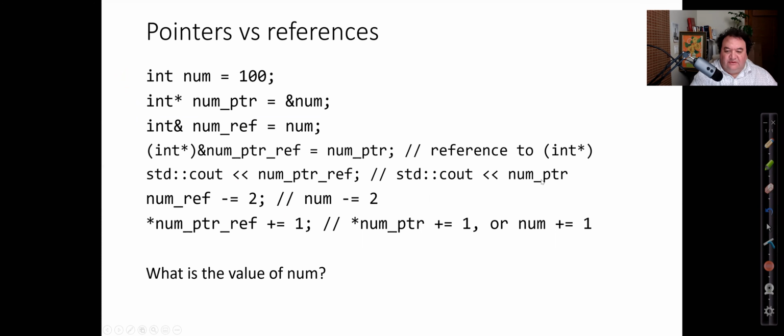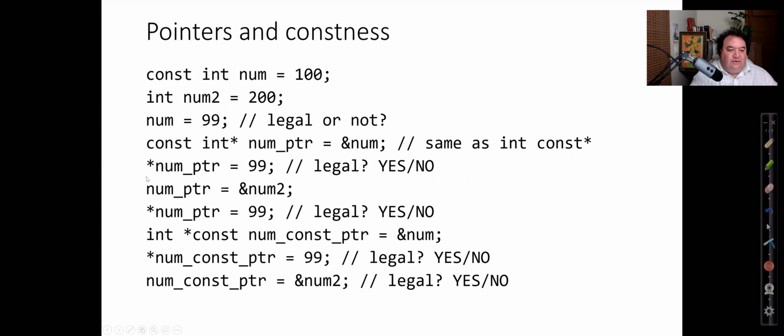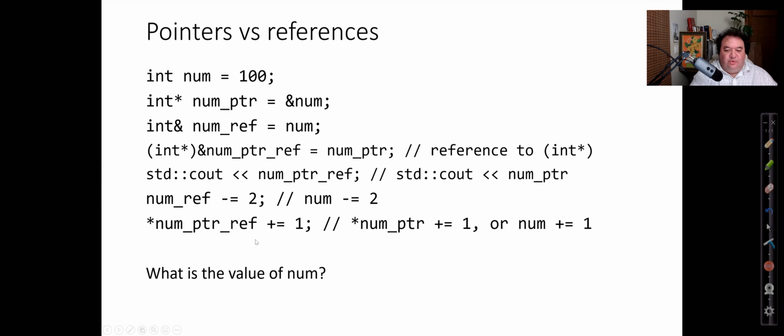And so this can be used obviously to print the values, and so numref can be decremented the same as decrementing the number itself. Again, here numref will refer to the same as num, and then num pointer reference. Again, we are looking at manipulating the pointer, and then we do the dereferencing of that, and so incrementing by 1 is the same as incrementing by 1.